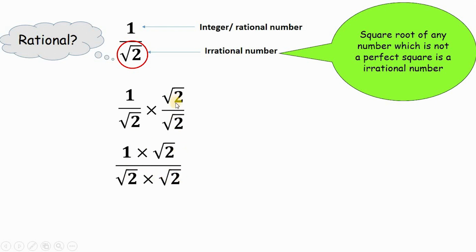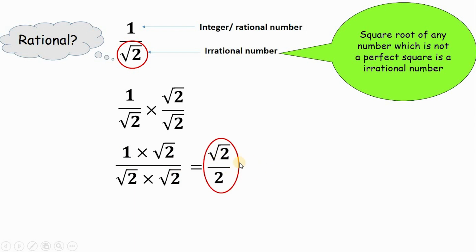We multiply the numerator and denominator by the same number because, while rationalizing the denominator, the final answer should be equivalent to the quotient given here, 1 by root 2. When you multiply by root 2 over root 2, the value remains the same, because these two cancel and it is equal to 1. Therefore, 1 into root 2 is root 2, and square root of 2 into square root of 2 is 2.